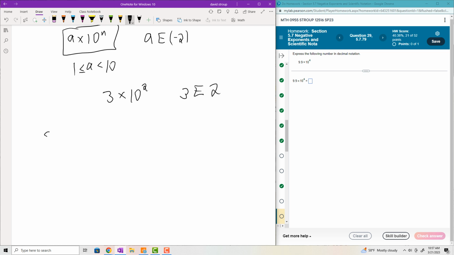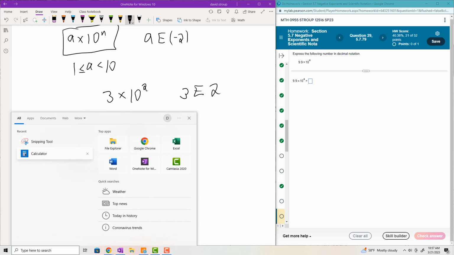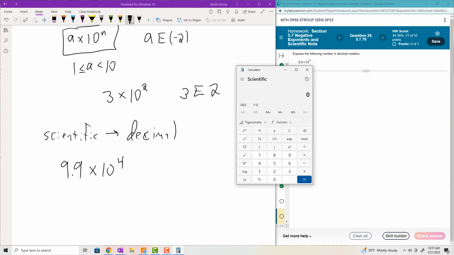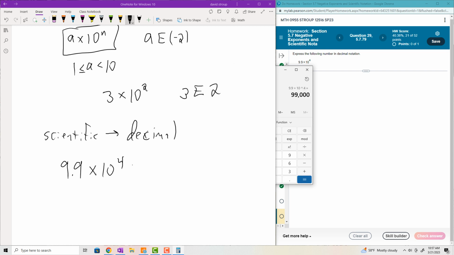First we'll go from scientific notation into decimal notation. We're more familiar with decimal notation, and it's fairly simple. You're just going to multiply using your calculator. So let's get my calculator out. We have 9.9 times 10, and then I use the exponent key, which looks like an x to the y. So x to the y, and here is 4. So it would be 99,000. You can do it with your calculator, but they also want you to do it by hand.